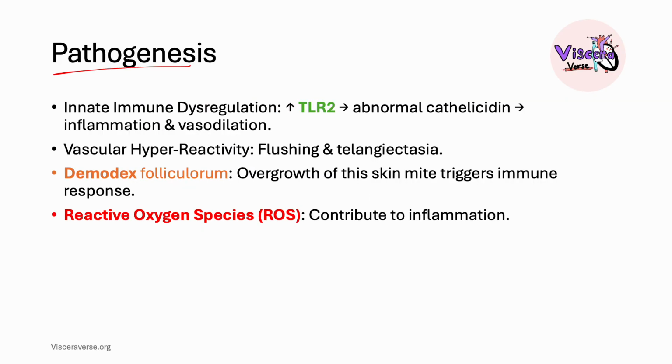So what are the underlying mechanisms? What is the underlying pathogenesis behind rosacea? One of the most important things is innate immune dysregulation. This is when there is an increase in toll-like receptor 2, leading to abnormal cathelicidin. Cathelicidins are small antimicrobial peptides found in humans and other species, and if these are abnormal, that simply leads to inflammation and vasodilation. Vascular hyperreactivity leads to flushing and telangiectasia. Demodex folliculorum, this is interesting because this is actually a skin mite, and if there is overgrowth of this skin mite, that's going to trigger an immune response. Lastly, reactive oxygen species. These contribute to inflammation furthermore.